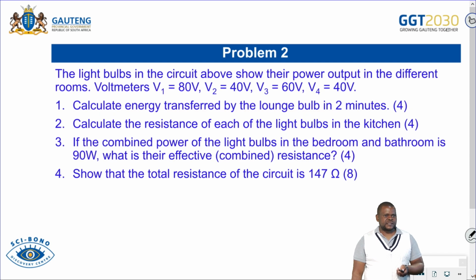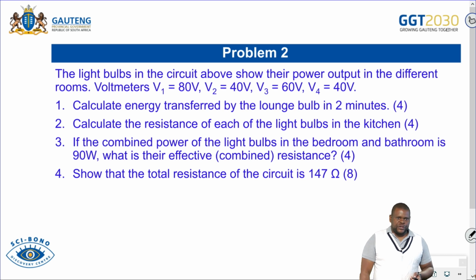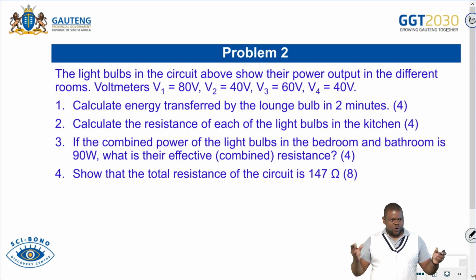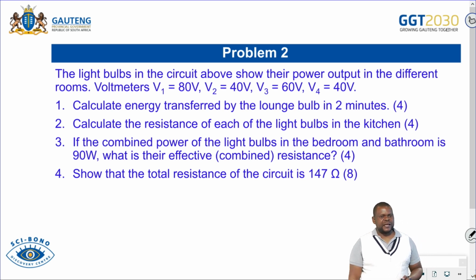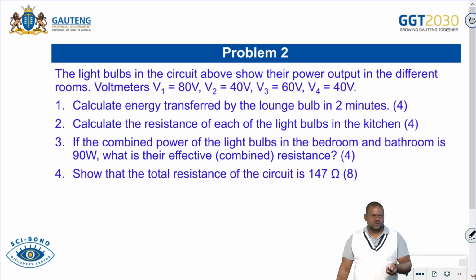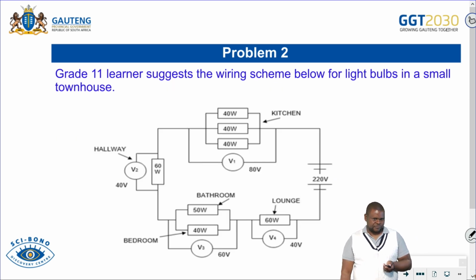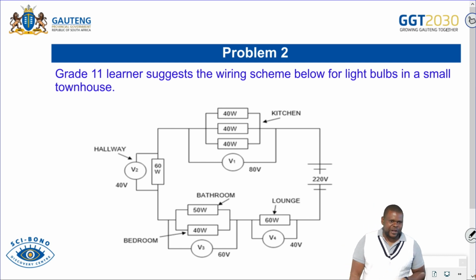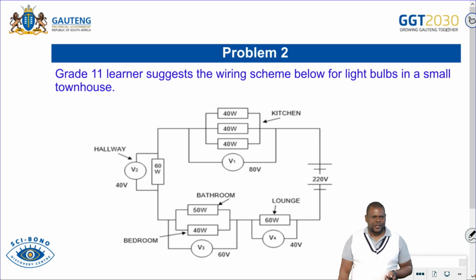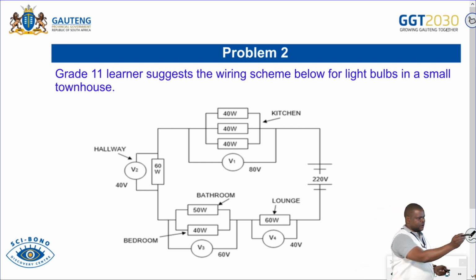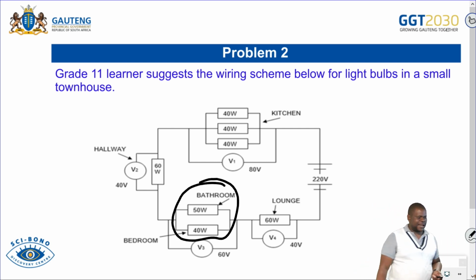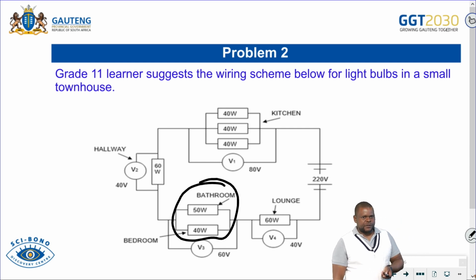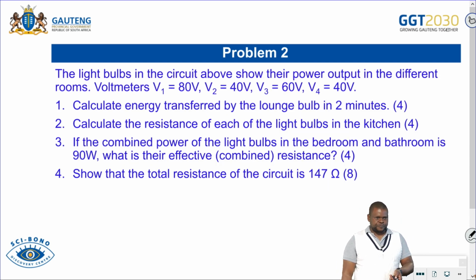Number three says, if the combined power of the bulb in the bedroom and the bathroom is 90 watts, what is their effective combined resistance? Let's go back to the circuit and see what the connection is. Can you see the bathroom and the bedroom? They are connected in parallel. Are we together? Then they want the resistance.